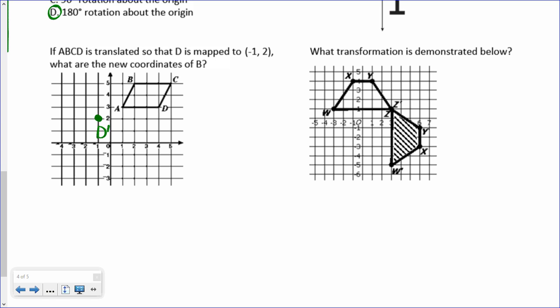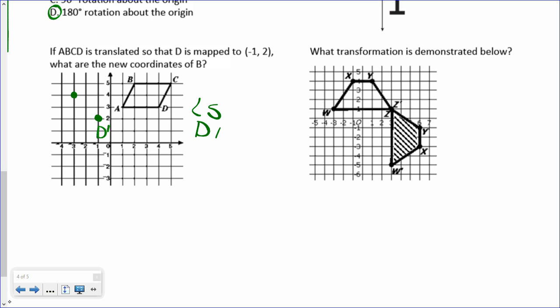So it said translate, so I have to figure out what direction and how much. So what's our translation rule? Negative 5. Okay, so we went left 5. See how the point D went 1, 2, 3, 4, 5, and then what? Down 1. So I'm going to mimic that exact same formula for B. So 1, 2, 3, 4, 5, 1. So that's where B should go.